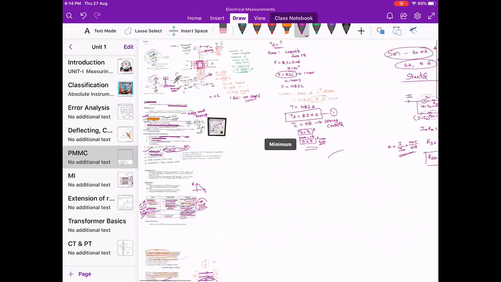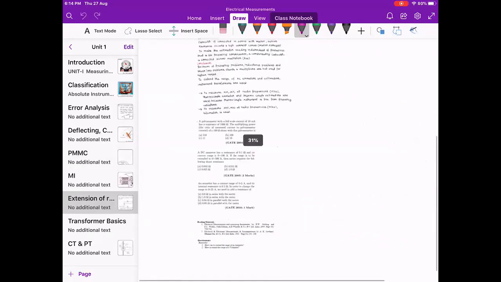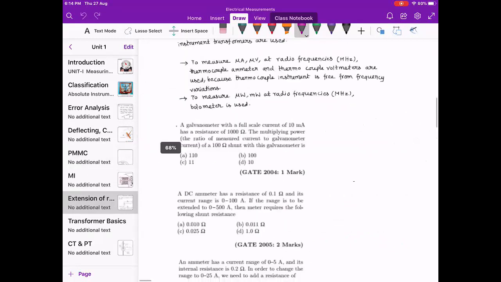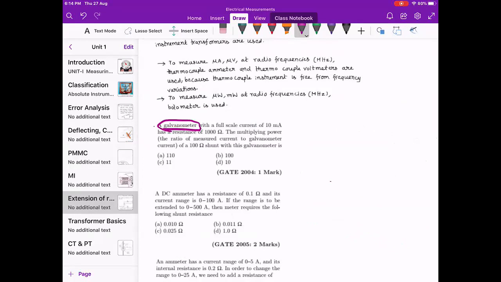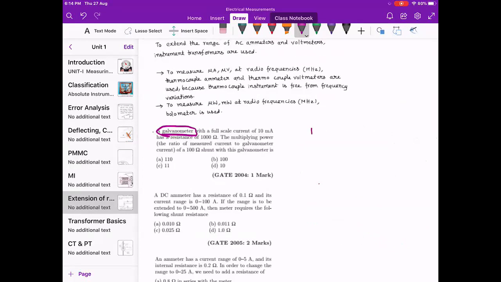In extension also there are some problems here. See, galvanometer, don't confuse with the diagram here. Galvanometer, a small current is 10 milliamperes. You can skip this problem for now, do the other problem, and come back here again.